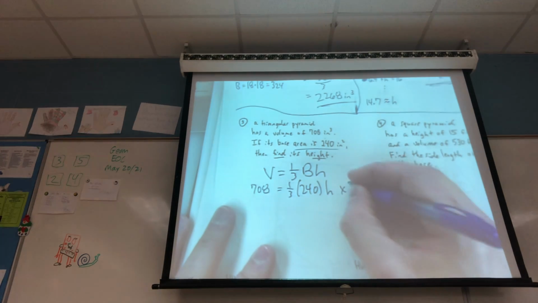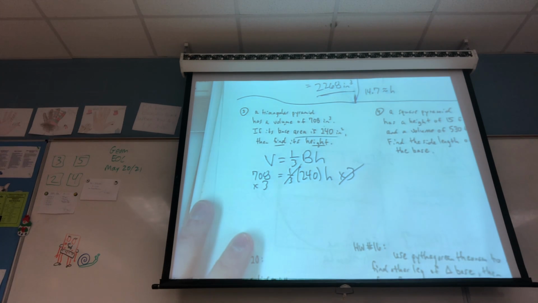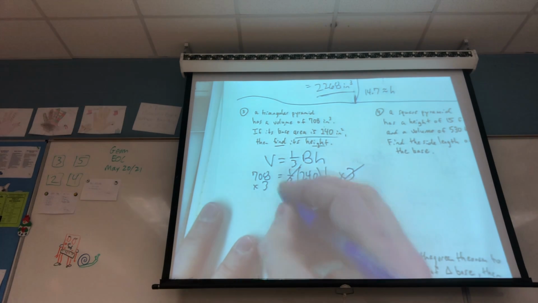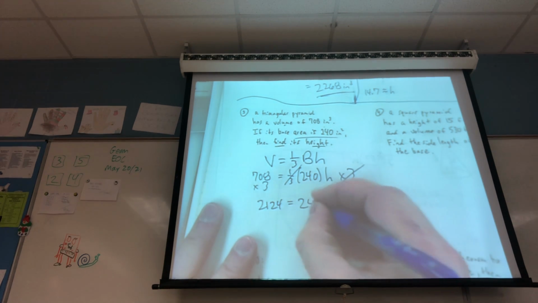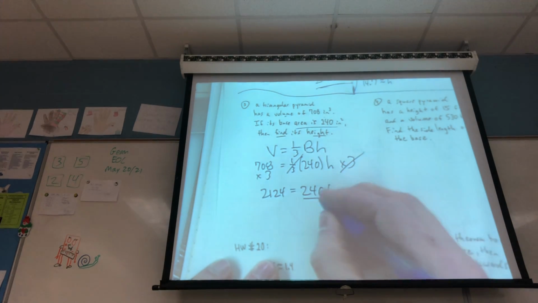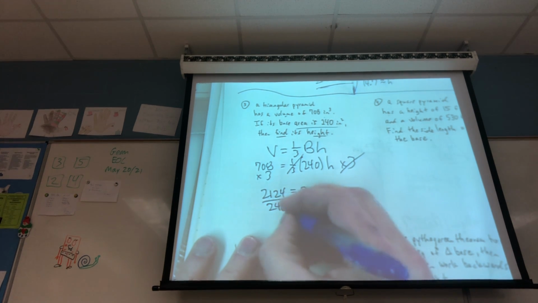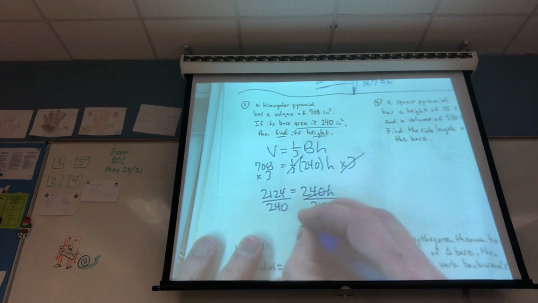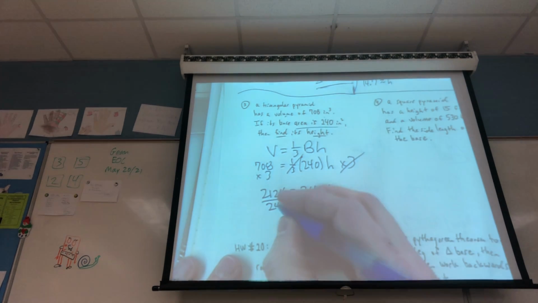You can times both sides by 3 to get rid of it. That's 2124 equals 240H, and then what? Divide by 240. And then you can divide by 240 if you want. It doesn't go in evenly, so we'll have to round. We can round to 1 decimal place here. 8.9. Yeah, about 8.9 will work.